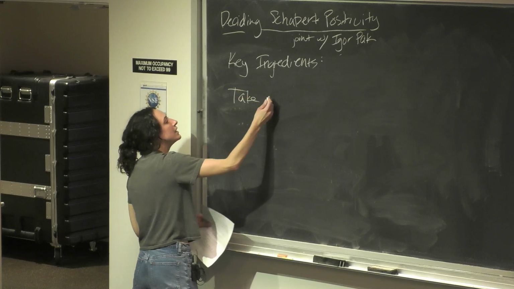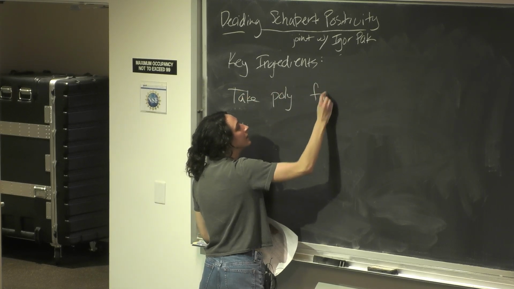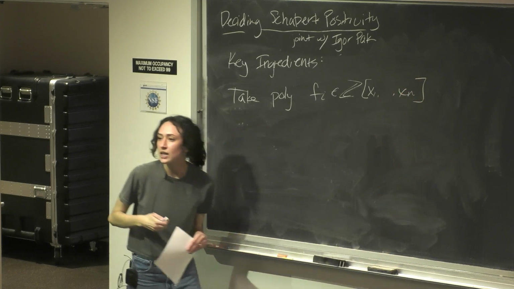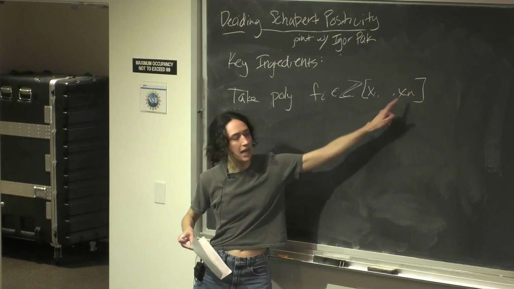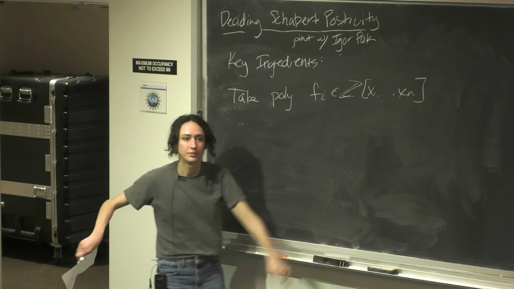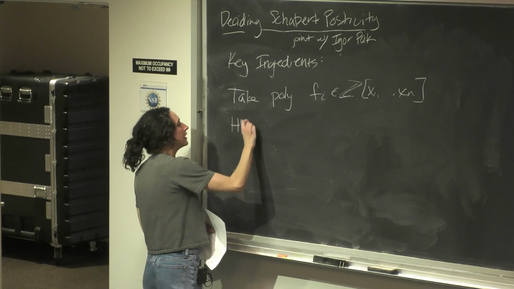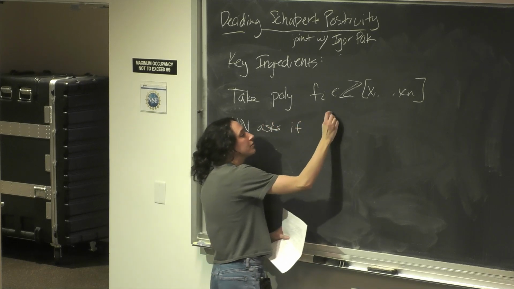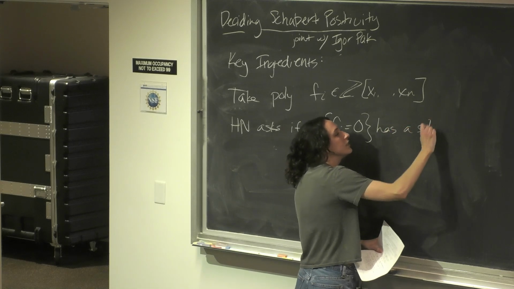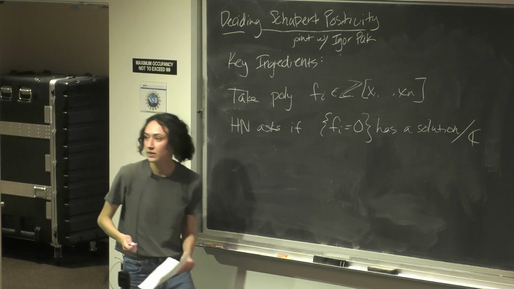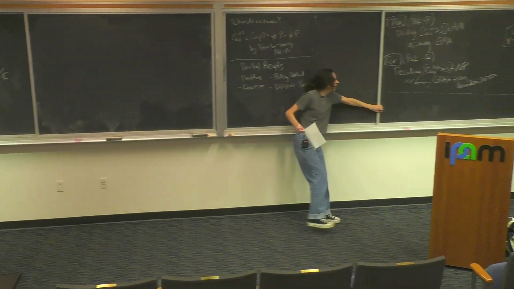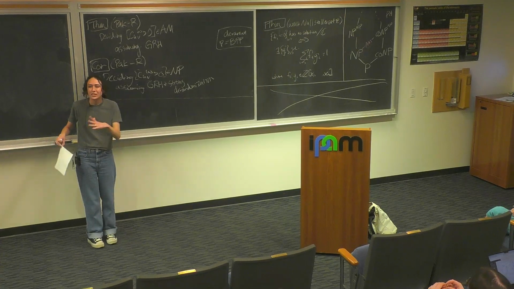Okay, so what is HN? We'll take some system of polynomials F_i that should have integer coefficients, where I don't want these to have exponential in n degree, I don't want them to have exponentially many terms, and I don't want the coefficients to be exponentially large. And so HN asks if this system, F_i equal to 0, has a solution over C. So what is HN standing for? It's standing for the Hilbert-Nullstellensatz.